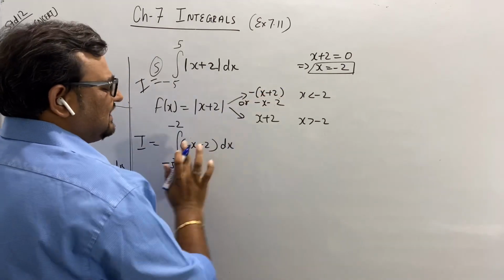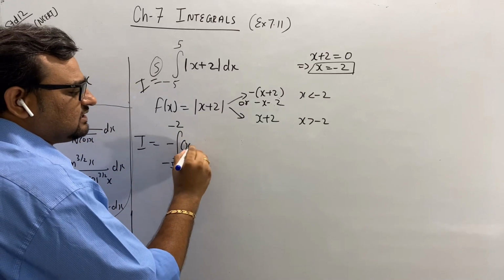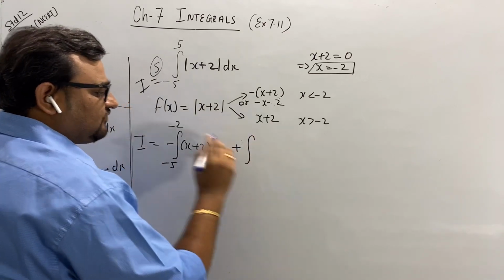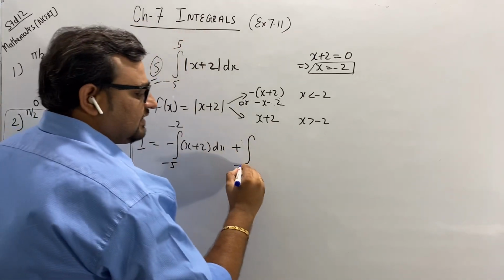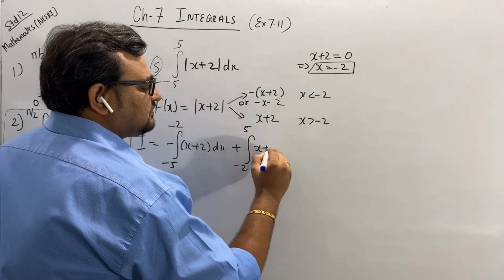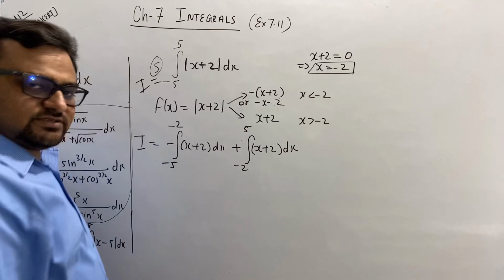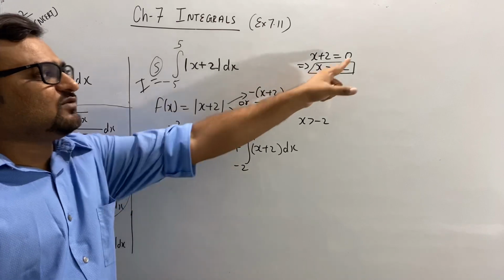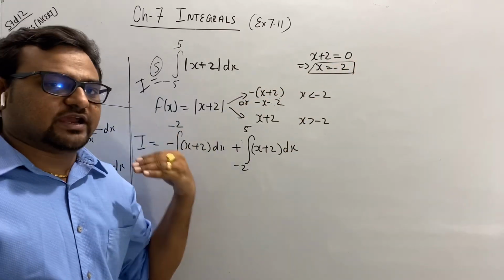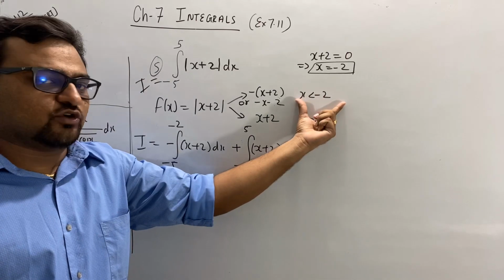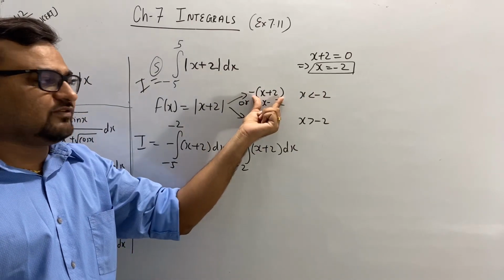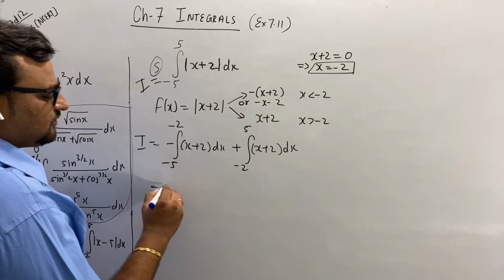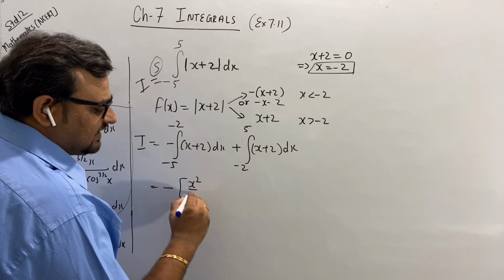Clear? Or else directly let's take minus of x plus 2 dx. Clear? Plus from minus 2 to the higher limit, which is 5, it's x plus 2 dx. Clear? Okay. See, remember how I had split this? I had taken this function equal to 0 and I got minus 2. So one interval before that and one interval after that. I have taken any value before that and found it to be negative. So this function will be minus of x plus 2. And greater than that, I found it to be positive. So as it is.